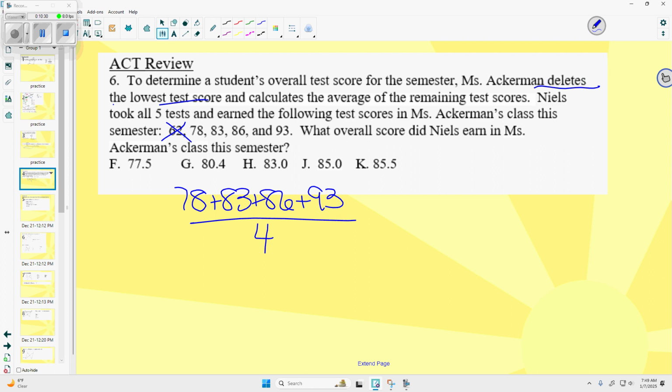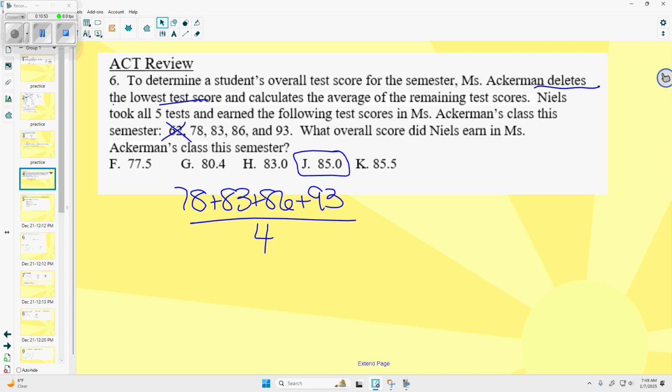So what'd you get? 85. So the key on that one, because everybody knows how to find an average, right? You all know you add up all the numbers and divide by the number of numbers. The key on this one is reading, because you have to read that first sentence to know that she gets rid of the lowest score, to take that out before you do the average.